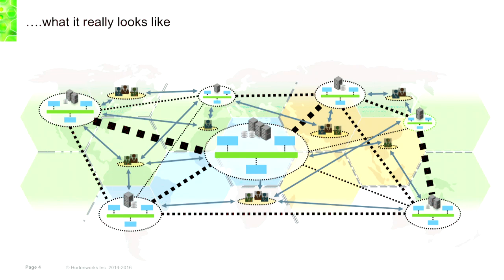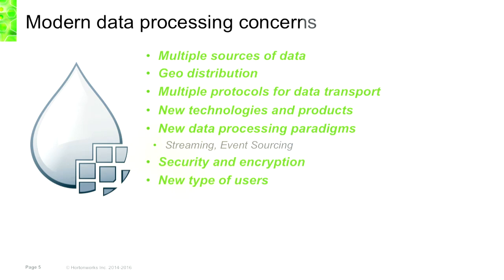So now we have data flows, data processing, going through a variety of geographical areas, a variety of data centers and nodes, machines, and so on and so forth. So this slide describes the modern data processing concerns. Like I said, multiple sources of data, geo-distribution, multiple protocols for data transport.